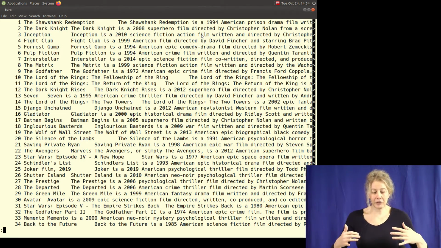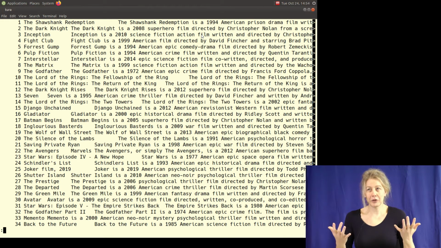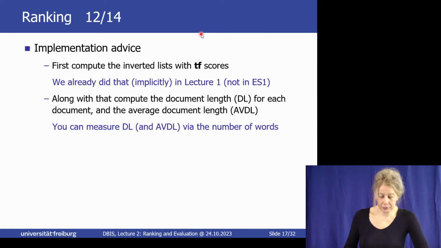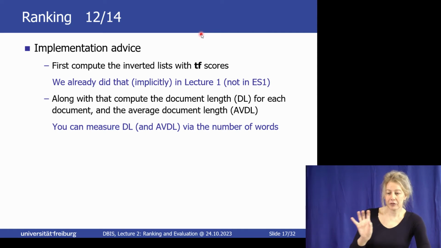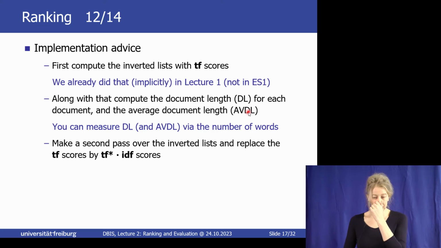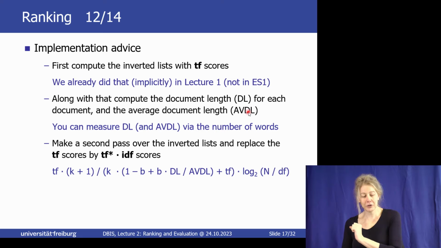And when you have done it for all the documents, then you also know the average document length. So you just compute that. Now you have your inverted lists, you have the term frequencies, and you know these document lengths and average document length. And now you can make a second pass over your inverted lists where you can just compute this number. Now you have all the information for that number. So first you just compute the inverted lists with TF scores, and now you make a pass over them.